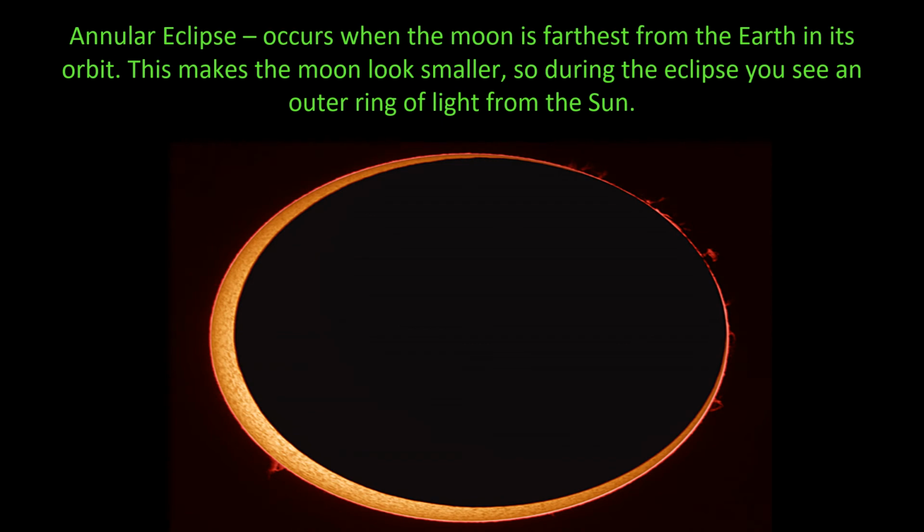An annular eclipse occurs when the moon is furthest from the Earth in its orbit. This makes the moon look smaller. So during the eclipse, you see an outer ring of light from the sun. These are also very rare.